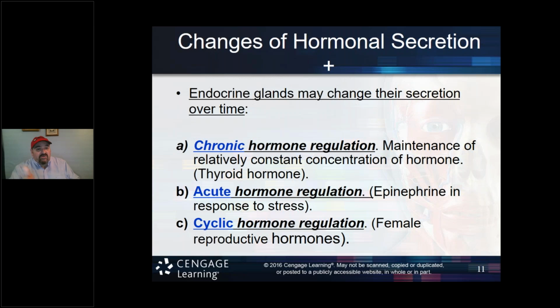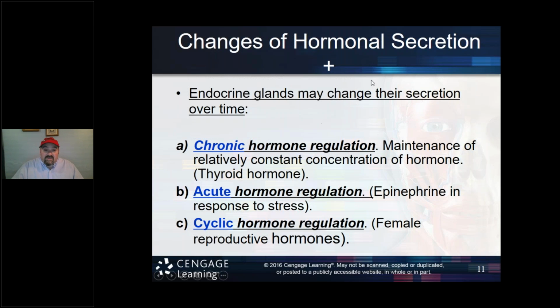All right, so endocrine glands can change their secretion over time. So as far as chronic hormone regulation, acute and cyclic, right? So think cyclical, think the female reproductive hormones, and we won't really touch upon what's going on as far as ovarian and uterine cycles until the end of the semester regarding female reproductive anatomy and physiology. But know that these hormones are present, and they'll have time periods where they spike and then they reduce, and then there'll be steady periods of release and such. Cyclical. Okay. As far as acute situation, epinephrine, norepinephrine in response to stress, absolutely, right?